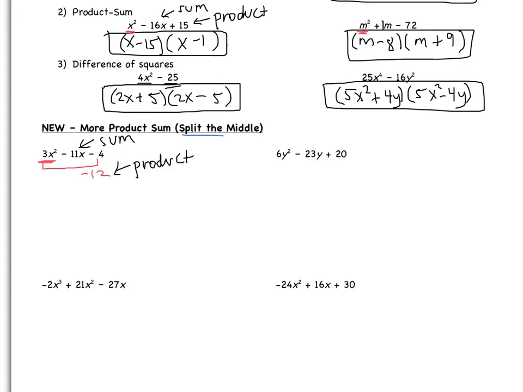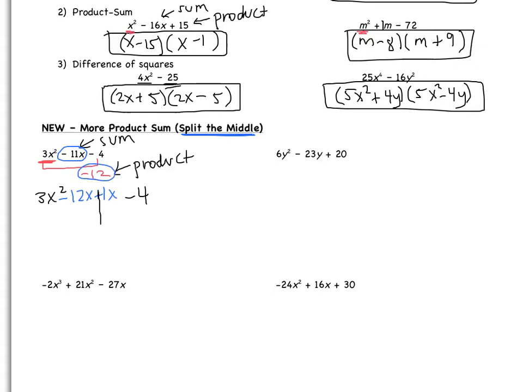This is called split the middle because I'm splitting my middle term. So I still have 3x squared, and I still have negative 4. But instead of negative 11x, I'm going to write it as negative 12x plus 1x. Negative 12 add 1 is negative 11, and it multiplies to be negative 12.